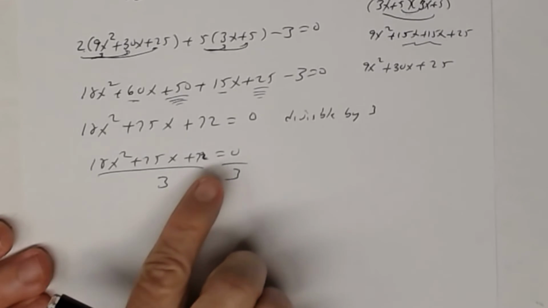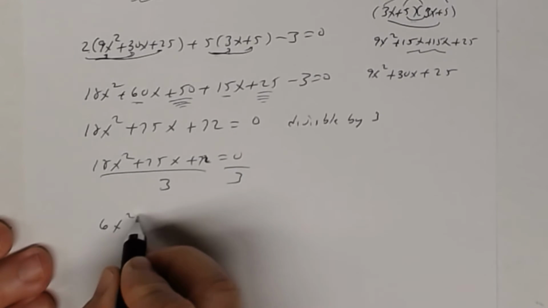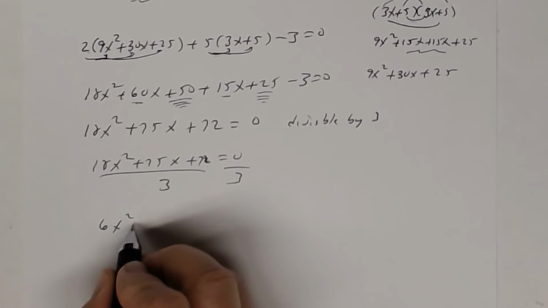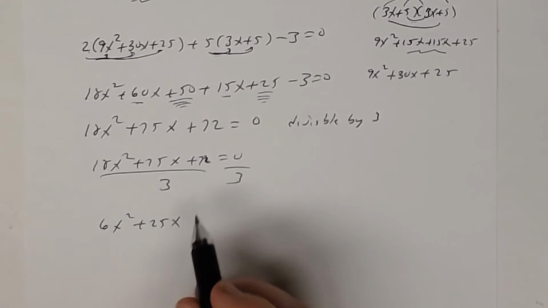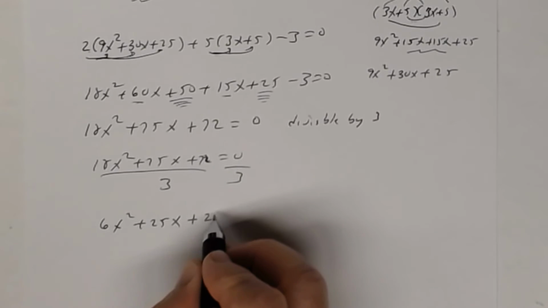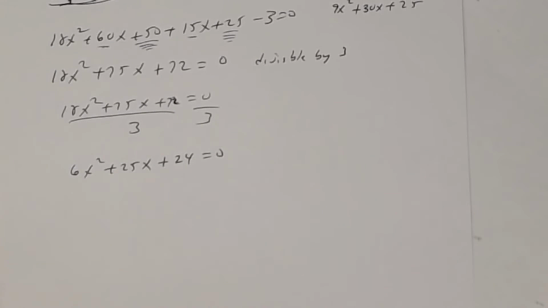And you can only do that because that's an equation. So 18 divided by 3 is 6. 75 divided by 3, if you don't know it real quick, just use your calculator. 75 divided by 3 is 25, right? Makes sense because 25 times 3 is 75. And then 72 divided by 3, what's that, 24? Equals 0. Okay?